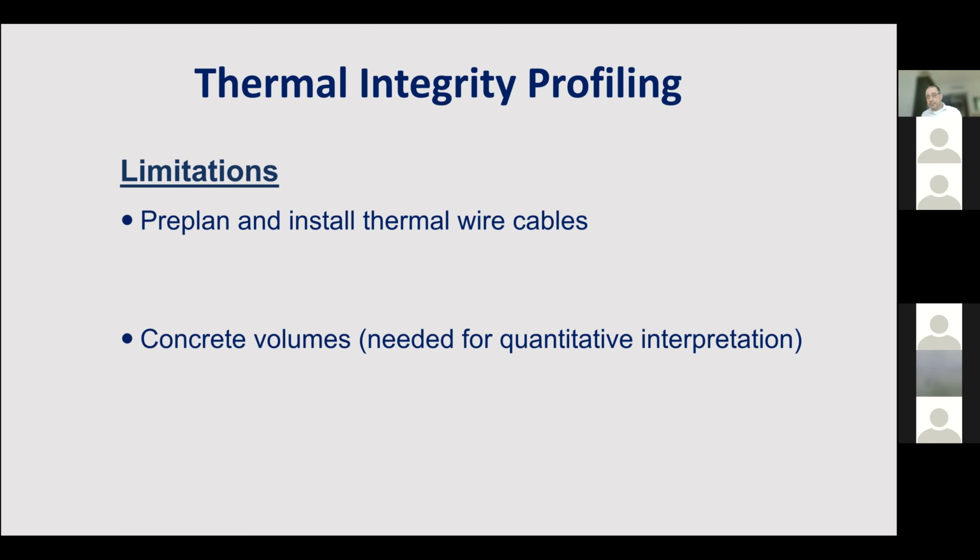You have to pre-plan, similar to the CSL. In this situation, you also need to pre-plan how many piles you need to test and what the length of the wires you need to prepare is. The test can only be done during curing. So if you miss that, or if something goes wrong during the curing process, that's your window through which you collect the data. If you miss that window, then the test is not useful. And to make a more accurate interpretation, you need to have the concrete volumes, either through the concrete logs or by any other methods.